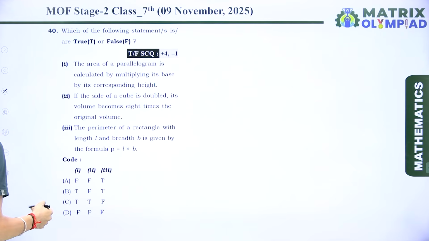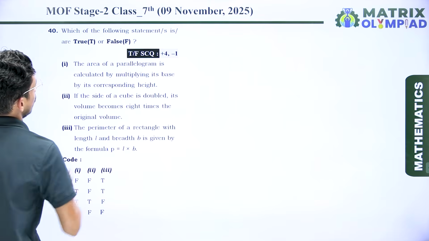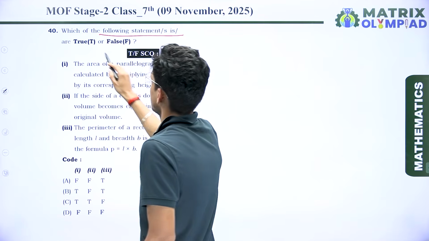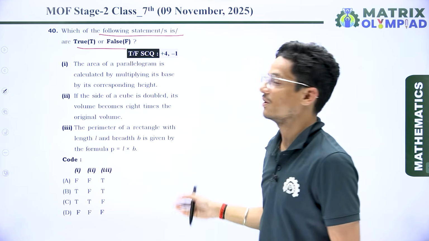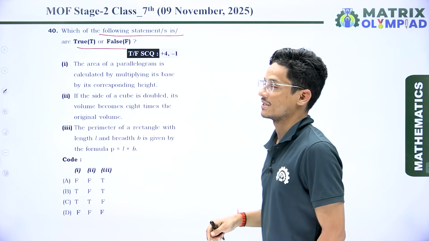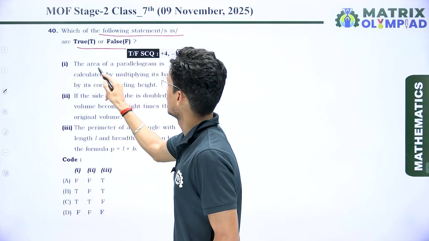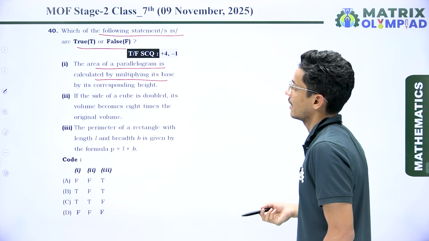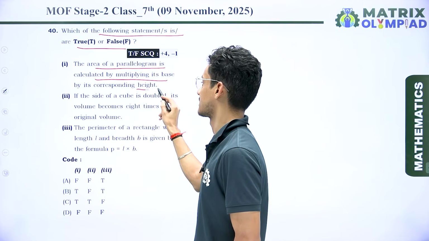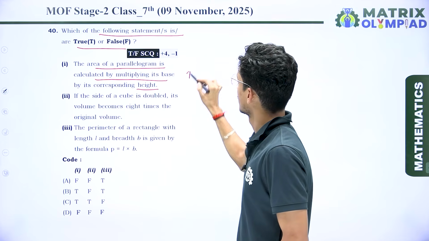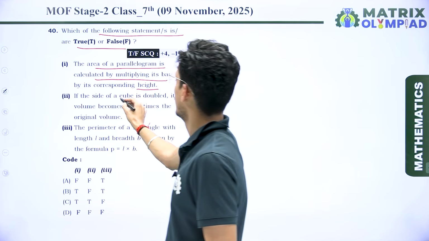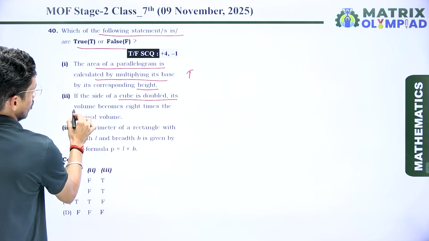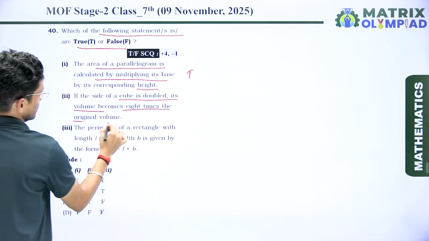So now if I talk about the next question, that is which of the following statements are true and false. Again here we have given 3 statements, and the statement number 1, that is the area of a parallelogram is calculated by multiplying its base by its corresponding height. Yes, this one is true. Second, if the side of a cube is doubled, its volume becomes 8 times the original volume.